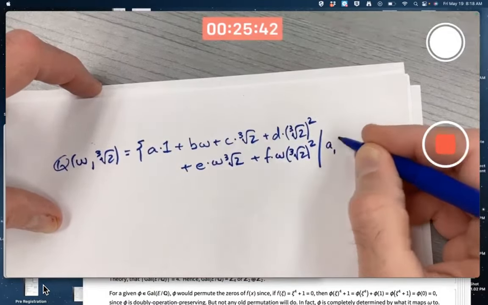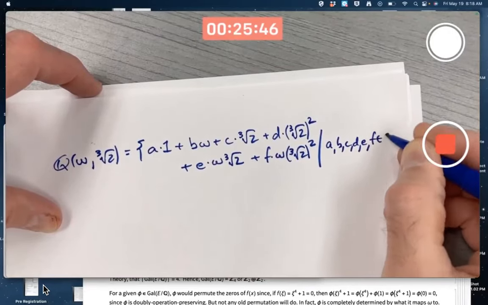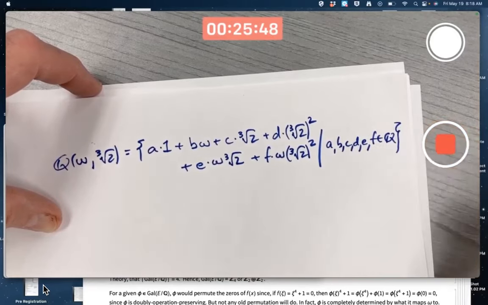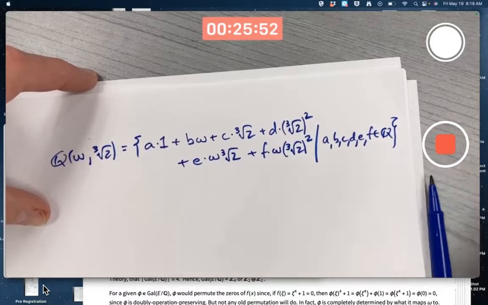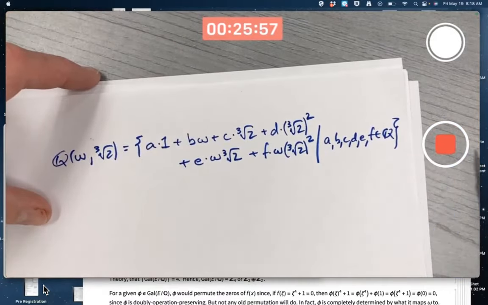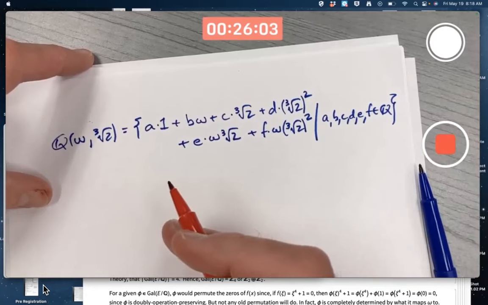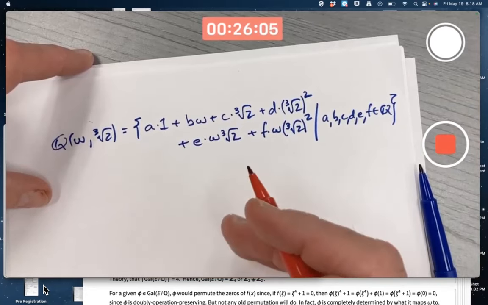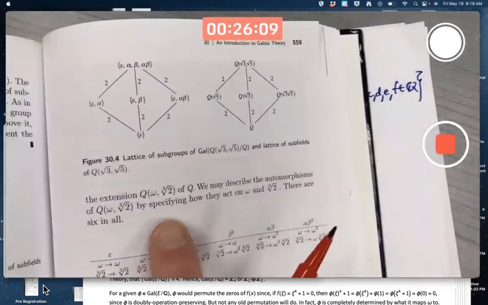This is a way to represent this as A, B, C, D, E, and F vary over the rationals. E is not the number e, F is not a function. Okay. Those are all rational numbers. And this, again, along with the fact that automorphisms of this field are going to fix every rational number, is enough to justify that comment.